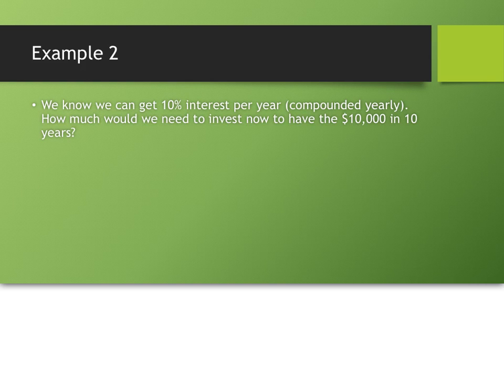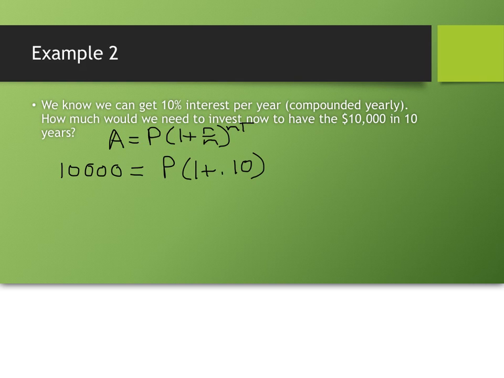Alright, so we are going to set this up almost exactly the same. A is equal to P times (1 plus R over M) to the MT. So this is 10% interest compounded yearly. We want to get out $10,000 in the future. That's our A. P we don't know. This is 10% interest compounded yearly, so it's 1 plus 0.10. And we're going to accumulate for 10 years.